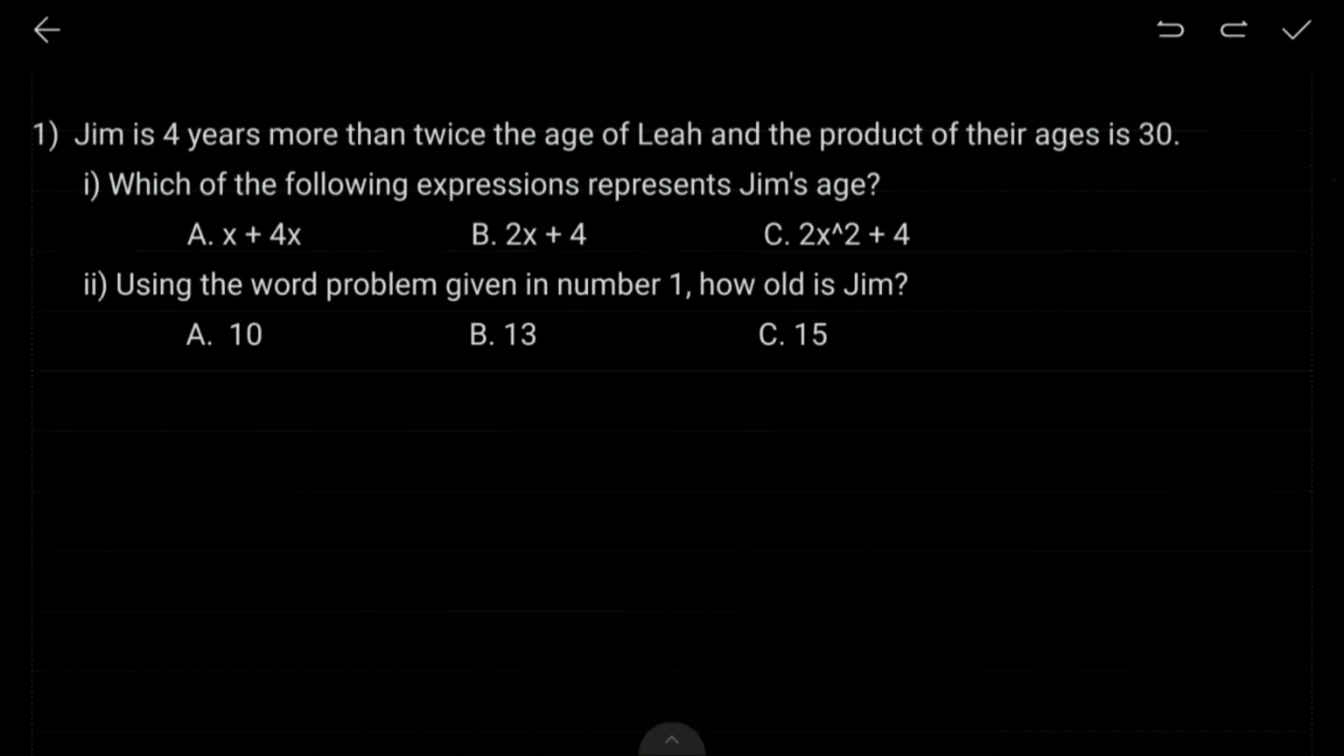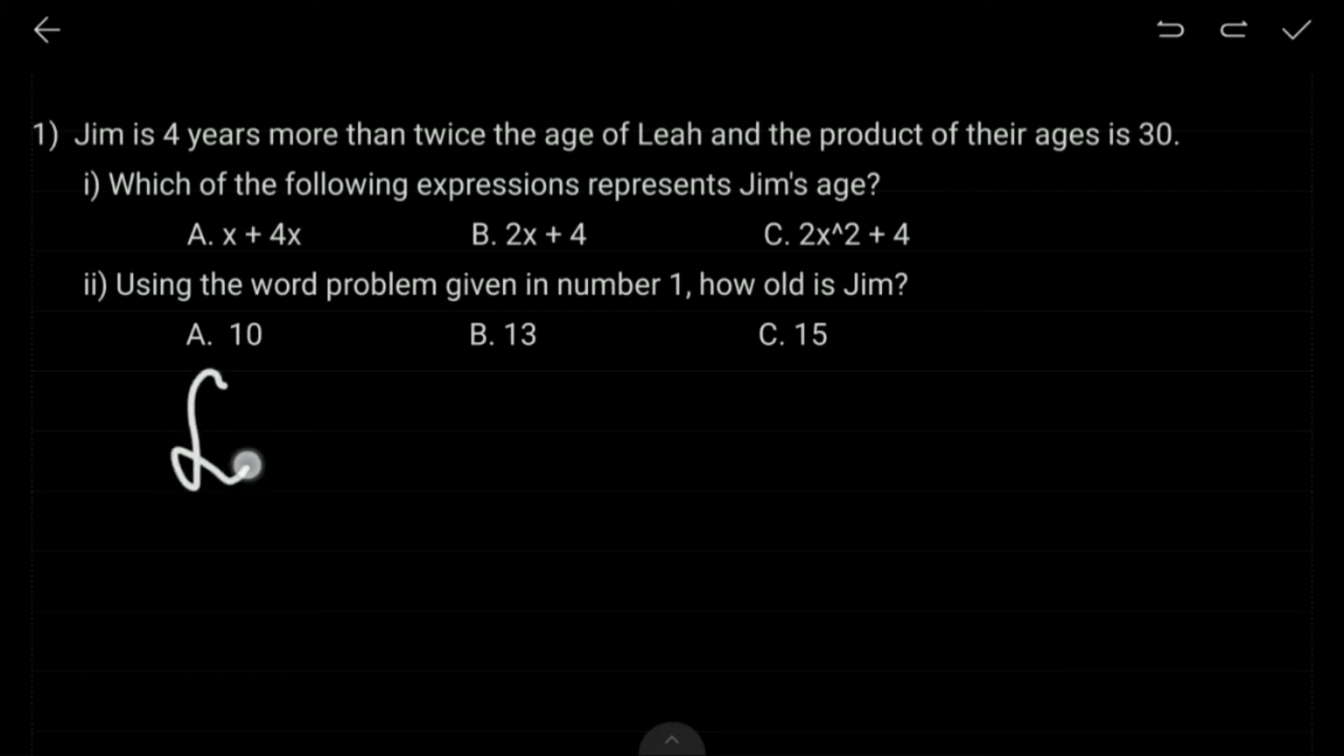So for problem number 1, Jim is 4 years more than twice the age of Leia and the product of their ages is 30. The first question is, which of the following expressions represents Jim's age? And the second question, using the word problem given in number 1, how old is Jim? So we will solve the problem.